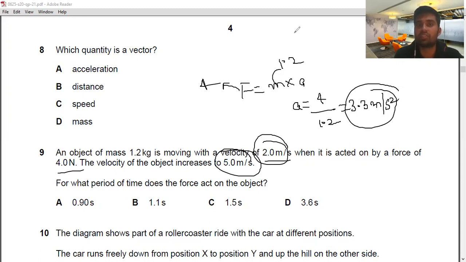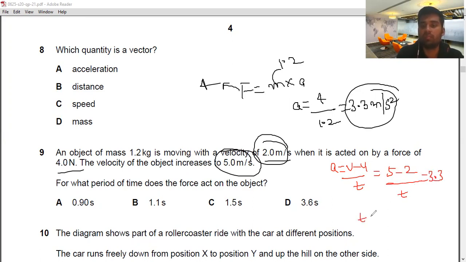Once you know the acceleration, we know the formula for acceleration: a is equal to v minus u upon t. The final velocity is 5, the initial is 2, and the acceleration is 3.33. What will be the time? 5 minus 2 is 3, so 3 by 3.33 is 0.9 seconds. So for the 9th question, that is the answer.